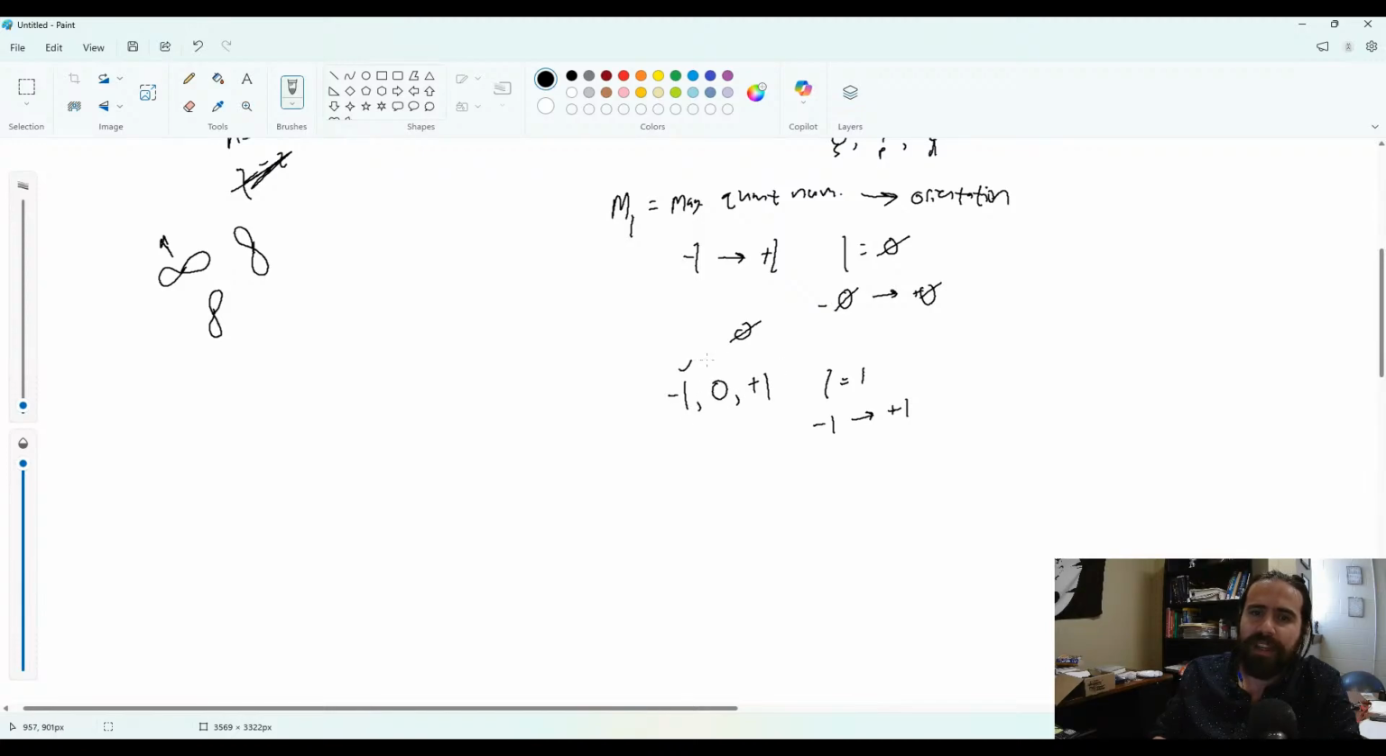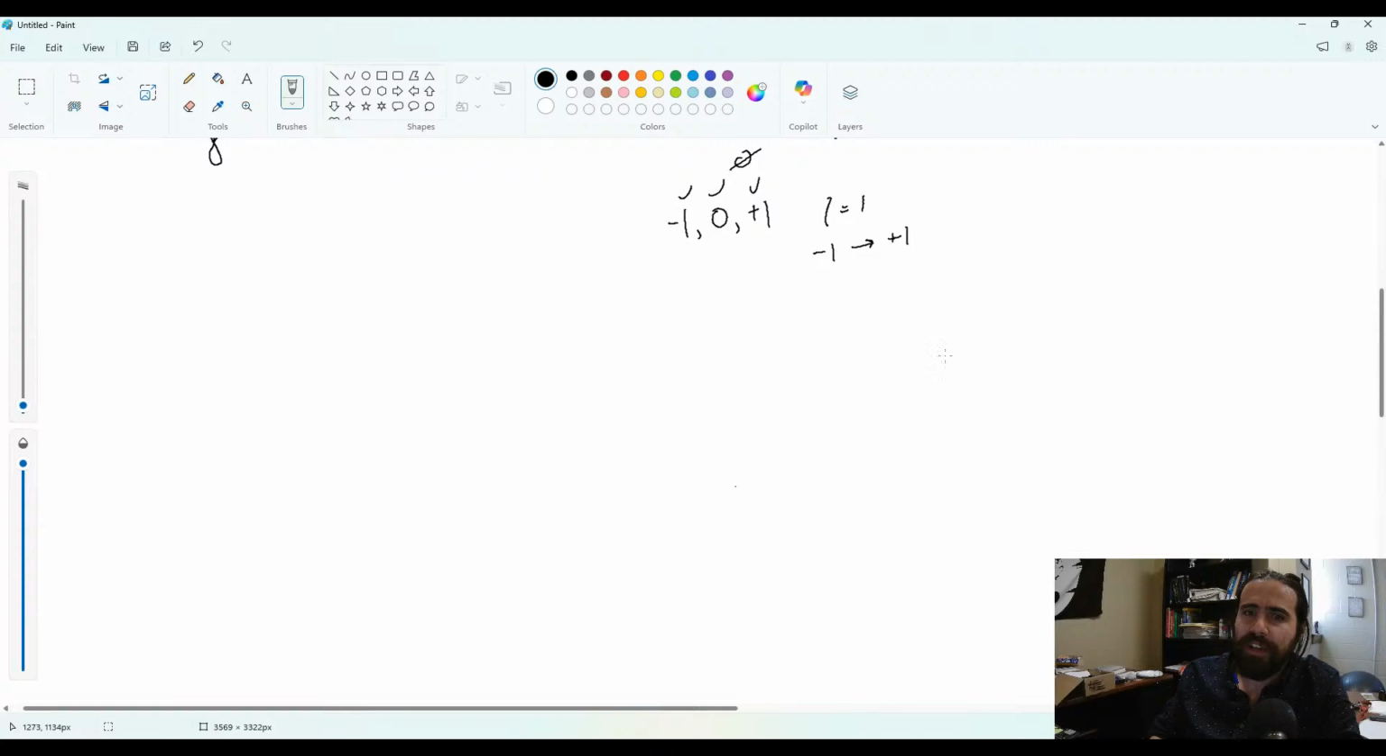I have 3 different configurations if I have an L value of... okay, I'm sorry, if I have an L value of 1, right? Because I have to plug this into our equation here. If we go from minus 1 to plus 1, that means I have 3 different configurations. Okay, let's finish this.